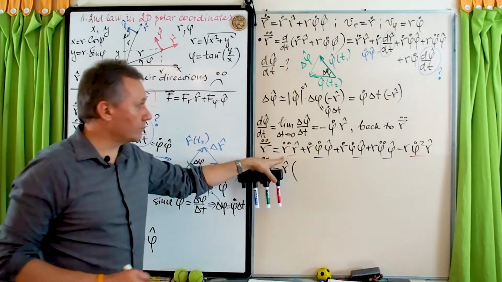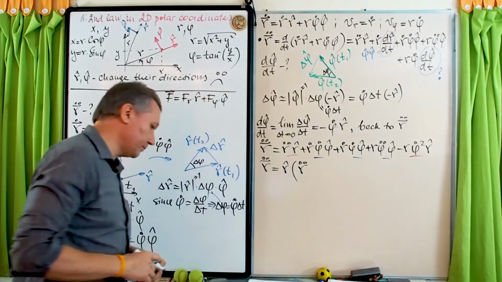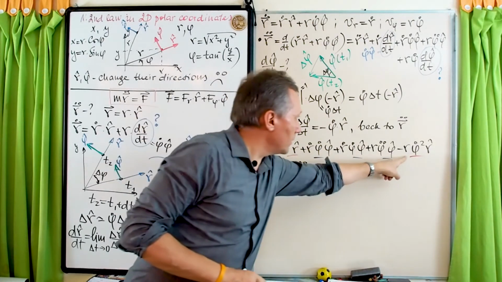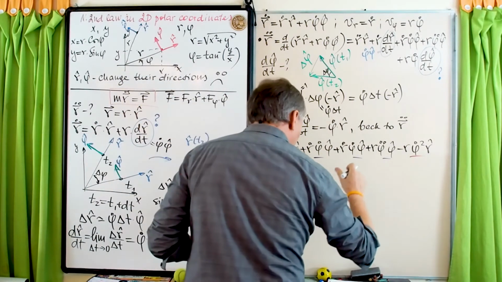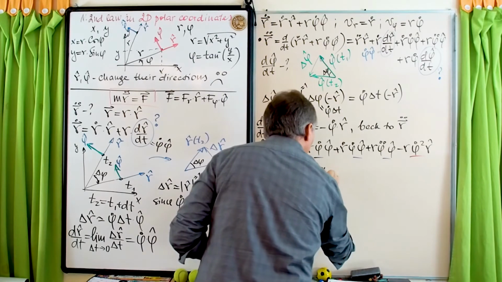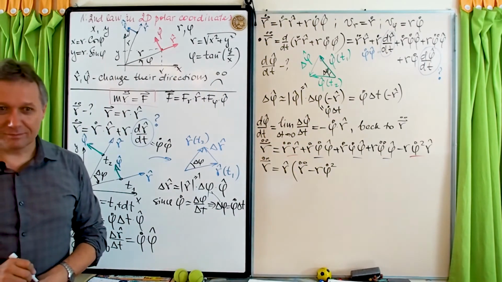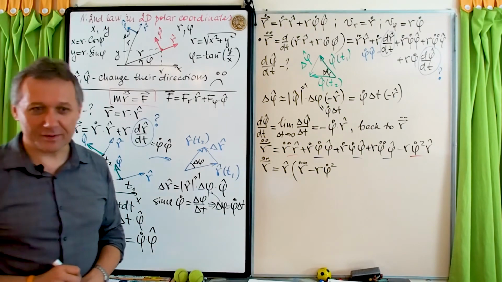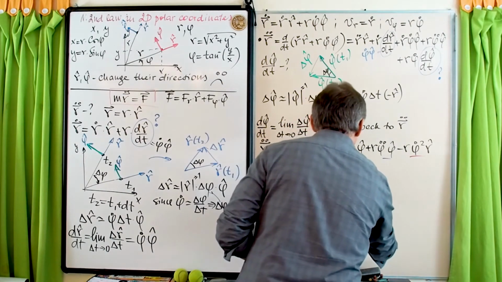Radial acceleration, r double dot, then r phi minus r phi dot squared. That's the centripetal acceleration towards the center, as we remember. And now in the phi direction.